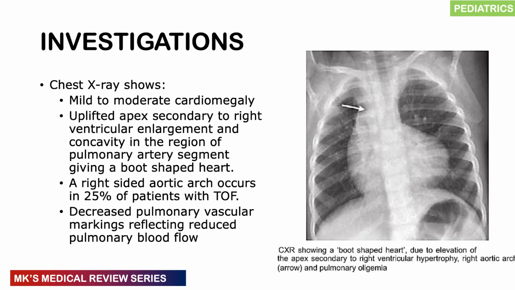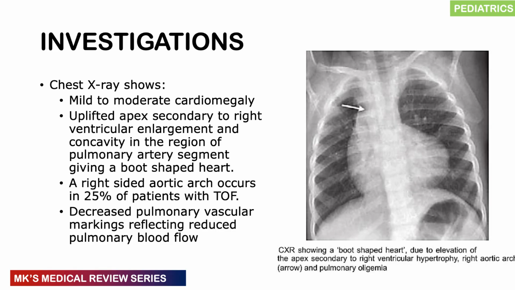So what are we going to do in terms of our investigations? So we can do a chest x-ray. Remember, generally there's going to be mild to moderate cardiomegaly. There may be uplifted apex secondary to the right ventricular enlargement and a concavity in the region of the pulmonary artery segment, and this is going to give a characteristic boot-shaped heart as seen on the image on the right.